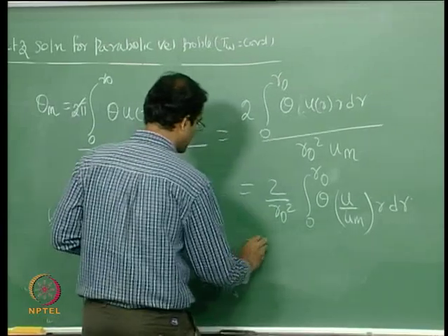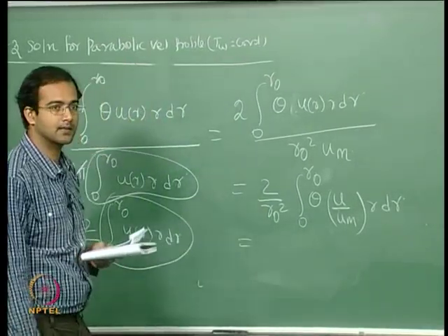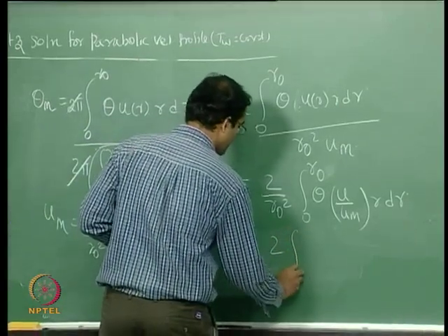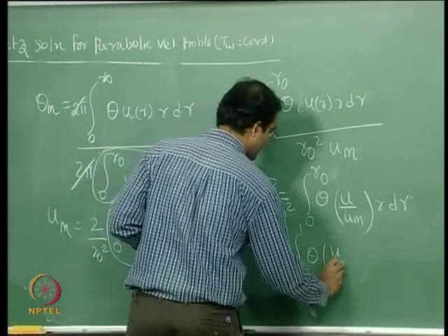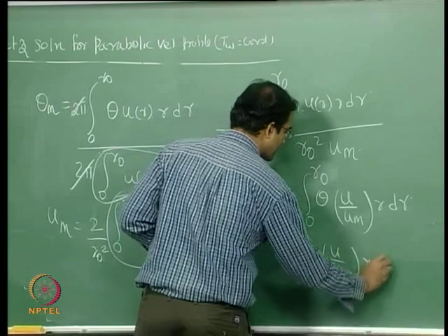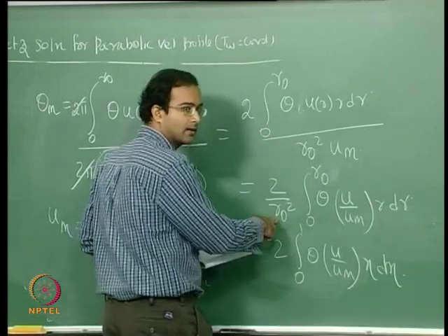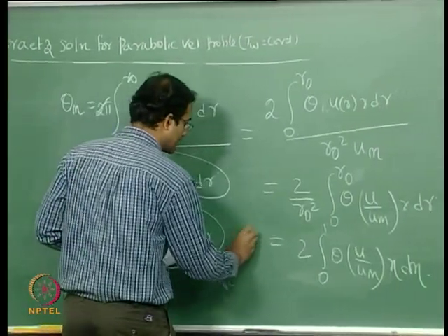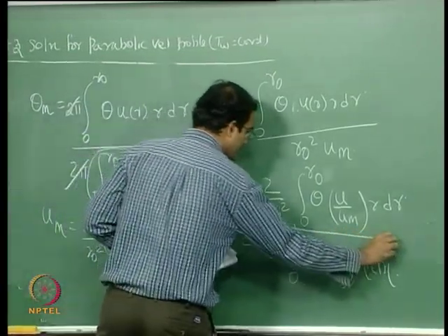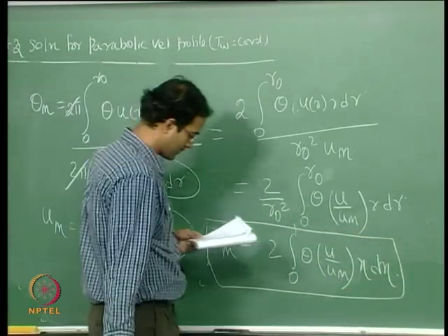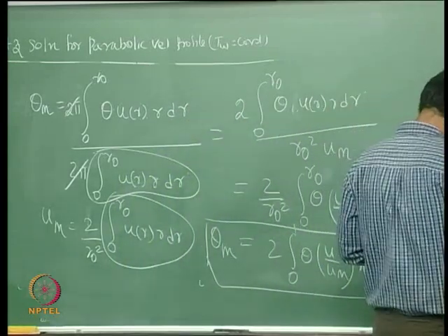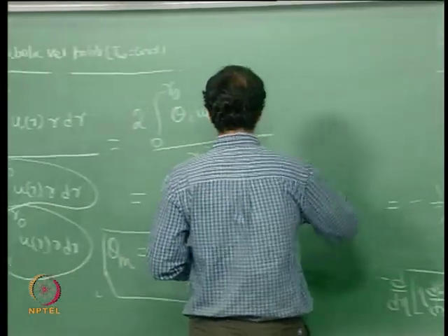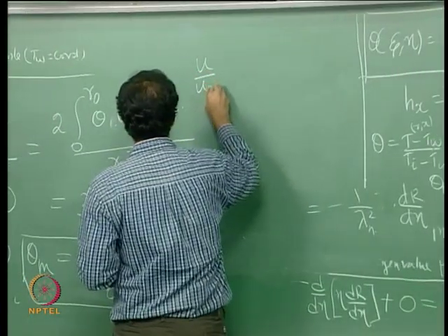I can now convert this completely in terms of non-dimensional coordinates. So this will be 2 integral 0 to 1 theta into u by um into eta into d eta, because I have r by r naught here, dr by r naught. This will be my expression for theta m as a function of non-dimensional theta and u by um. I can now substitute, I already have my expression for u by um. What is the expression for u by um?